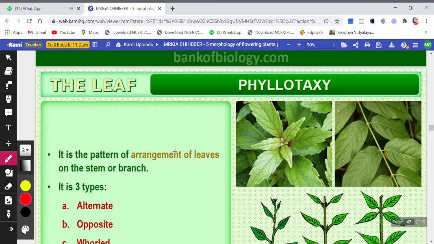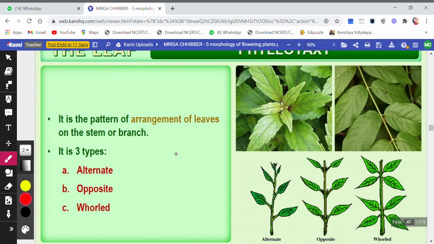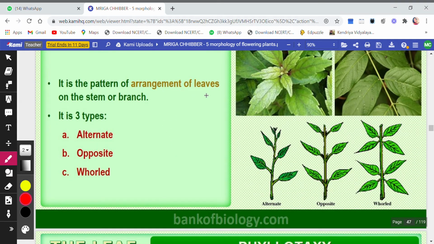The next topic here we are going to do is phyllotaxy. Now it is the pattern of arrangement of leaves on the stem or a branch. That means how the leaves are arranged on a branch. So there are three types of arrangement: alternate, opposite and whorled.